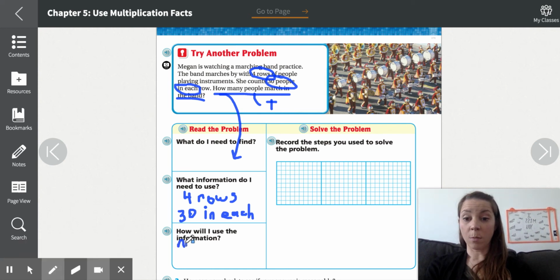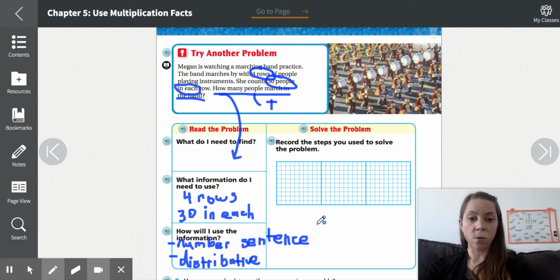And if my number sentence is 4 times 30, I'm going to use a strategy that I've learned about number sentences, about multiplication. I'm going to use the distributive property because 4 times 30 is kind of large for me. So when it says how will I use it, they mean what strategy are you going to do? So we're going to use a number sentence and we're going to use the distributive property.